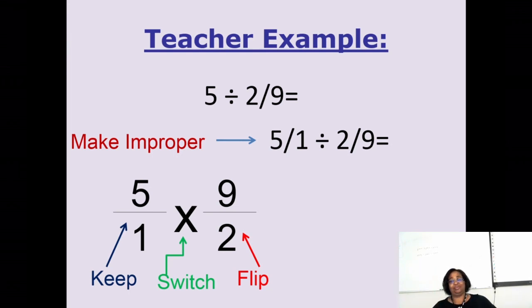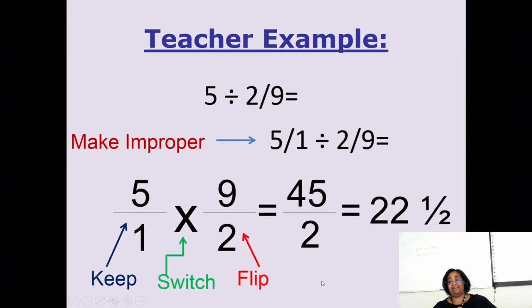Number 2. Can I cancel anything? No, not on this one. So I get 45 over 2. Can I leave my answer as 45 over 2? What is the actual answer? 22.5, because I have to split 45 in half. Okay? Keep, switch, flip. Only for division of fractions.